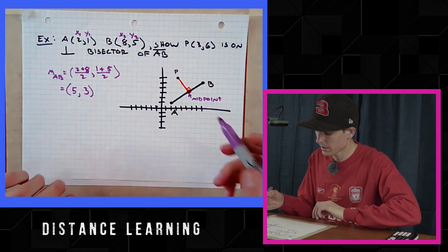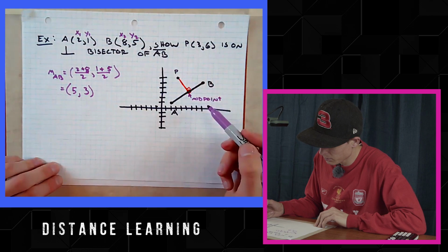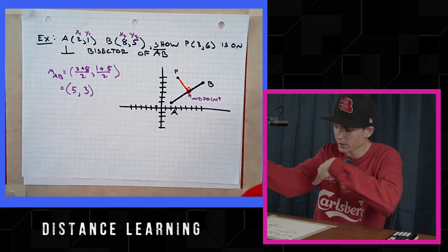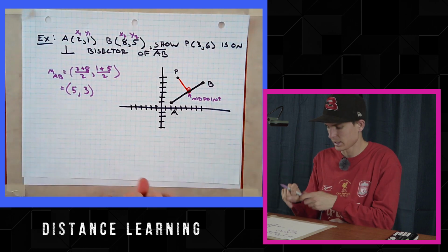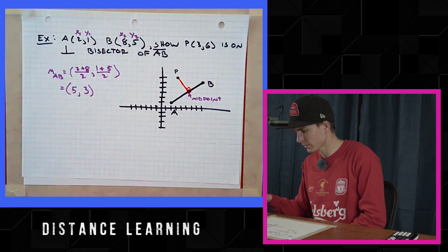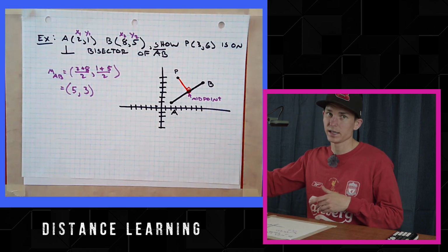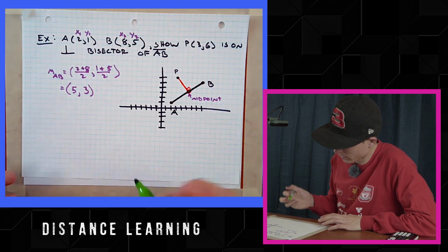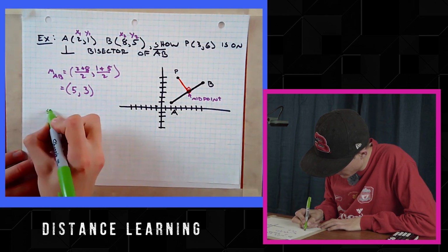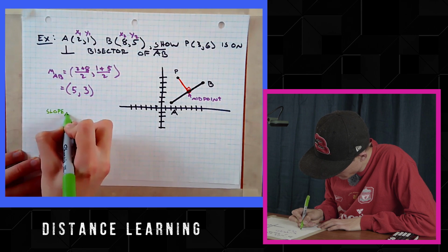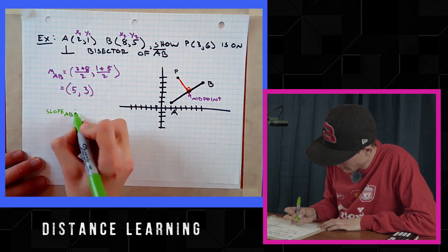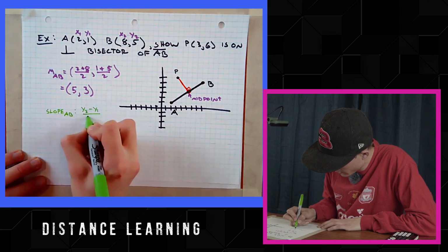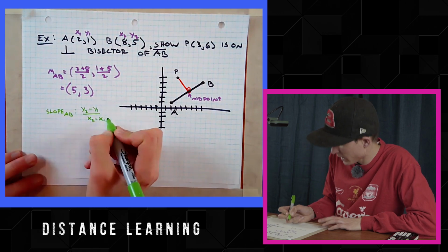So that means from P to midpoint, its slope has to be perpendicular to AB's slope. So they're throwing in a curveball because this isn't the slope section. It is in the chapter though. So I have to find the slope of AB. And remember, slope is y2 minus y1 over x2 minus x1.